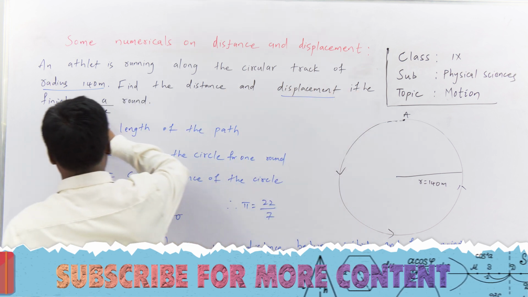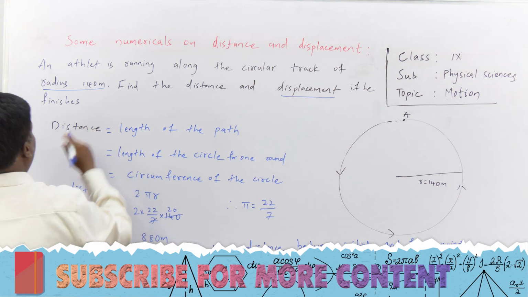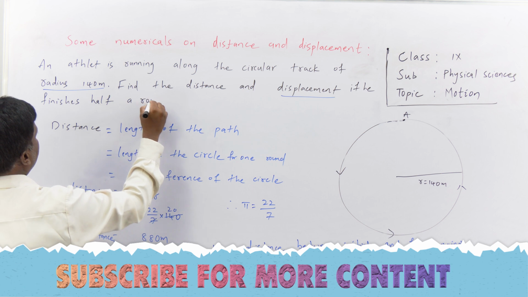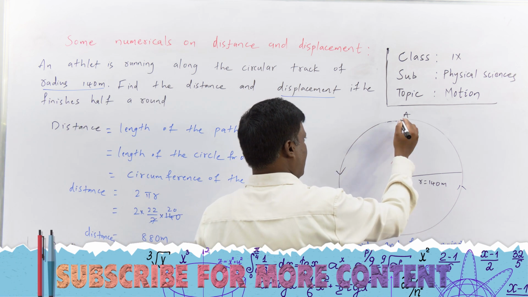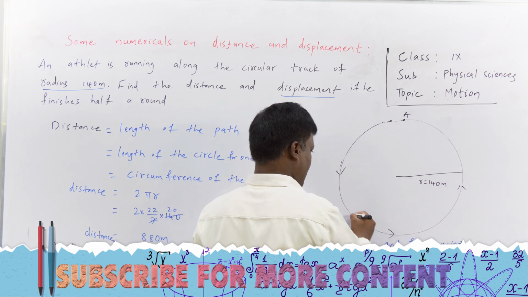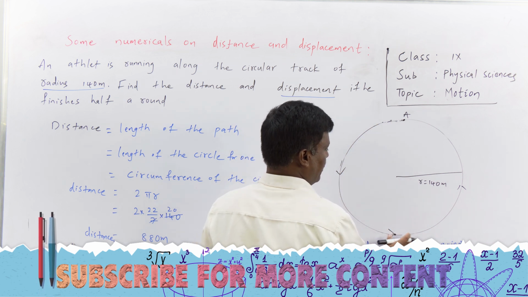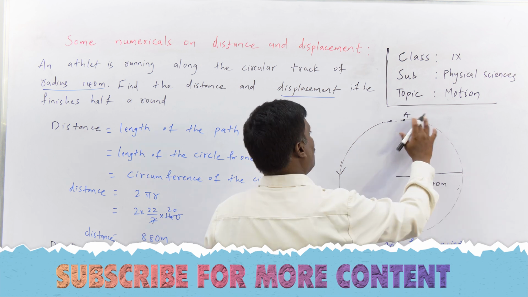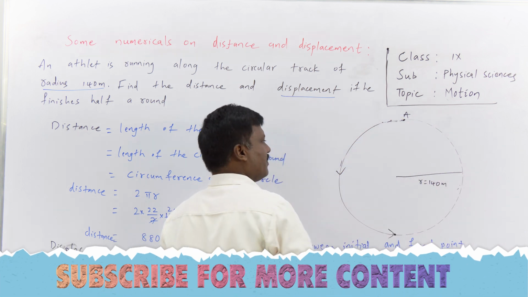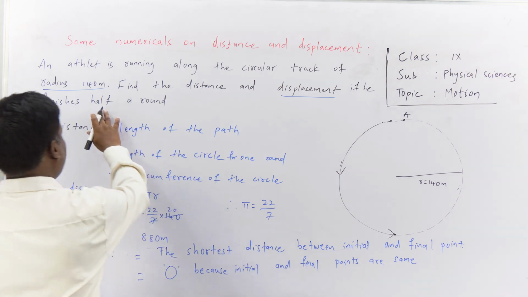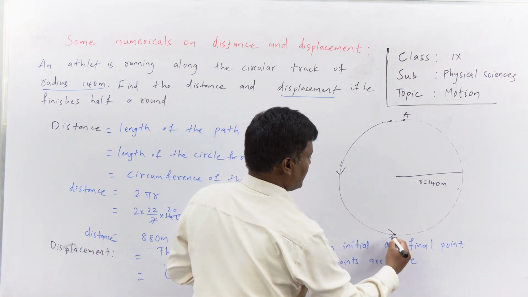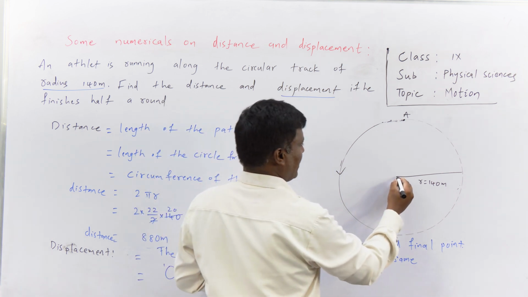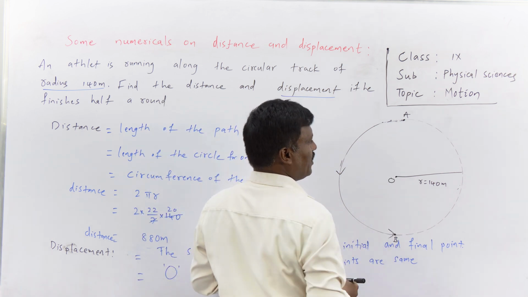Previously he finished one round. Now he finishes only half a round. That means he started at point A and traveled this way and reached the opposite point. He has not traveled the whole circle, only half of the circle, because half a round means he reaches the opposite point. This is B, and this is the center, denoted by O.